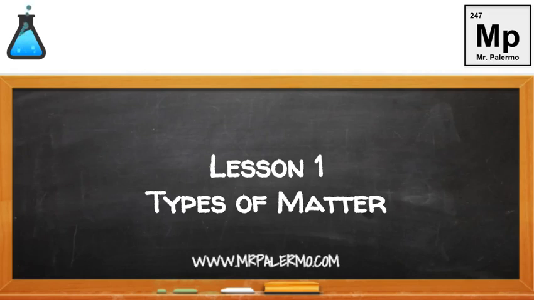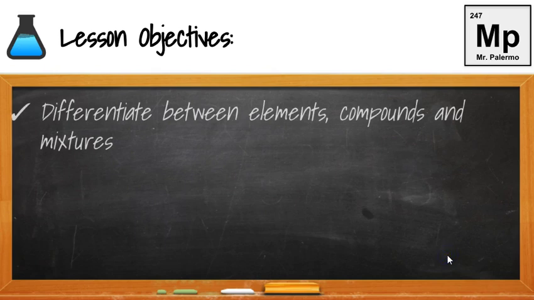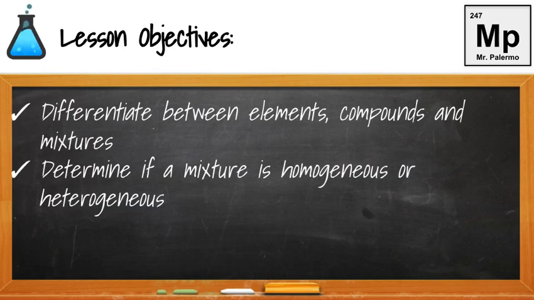Welcome to lesson number 1, Types of Matter. Our objectives for this lesson: differentiate between elements, compounds, and mixtures, as well as determine if a mixture is homogeneous or heterogeneous.